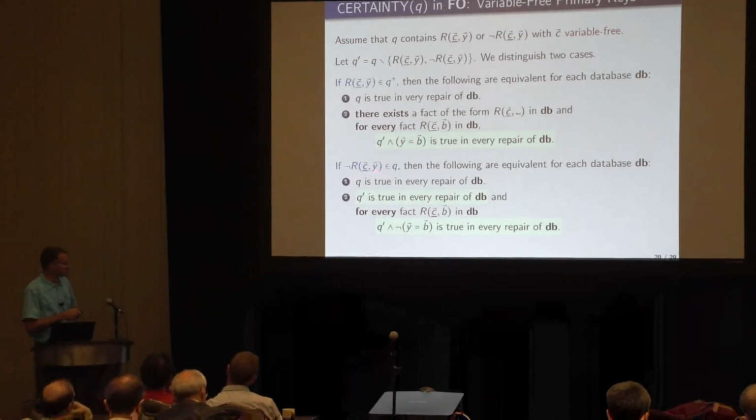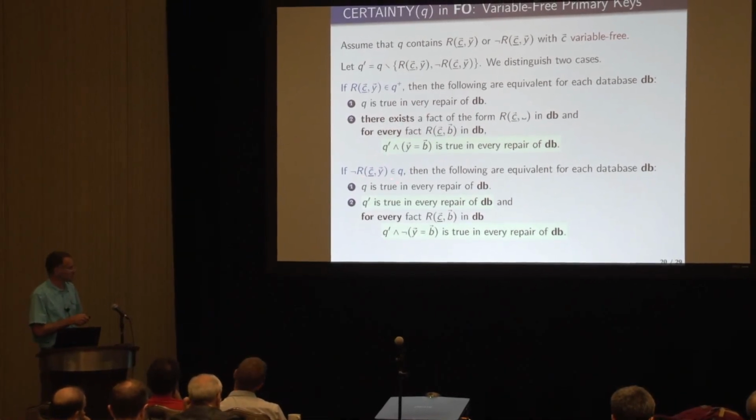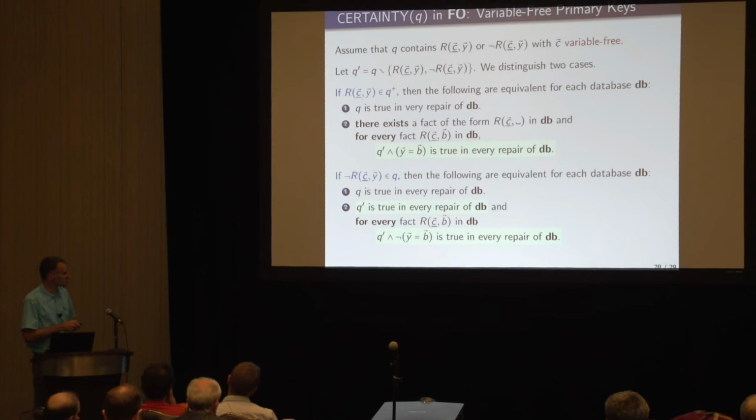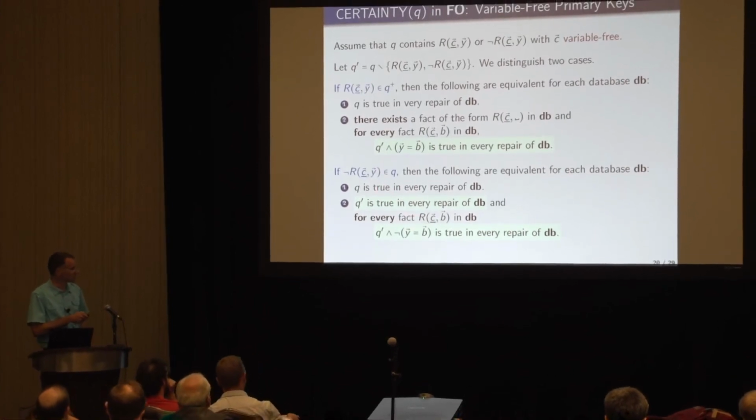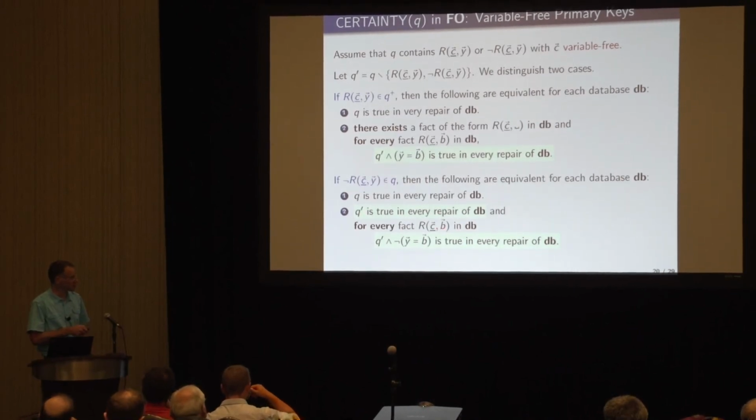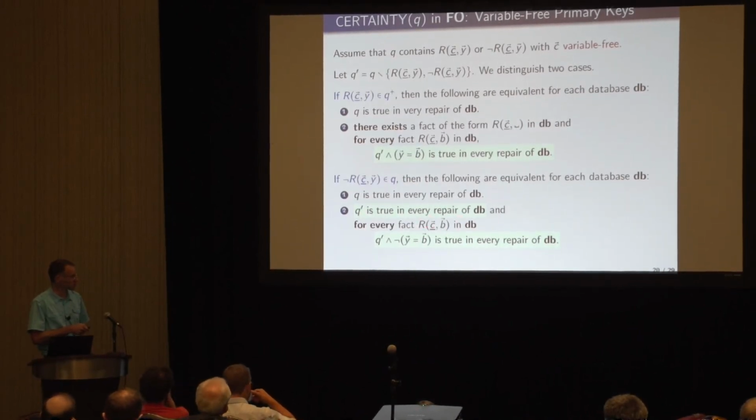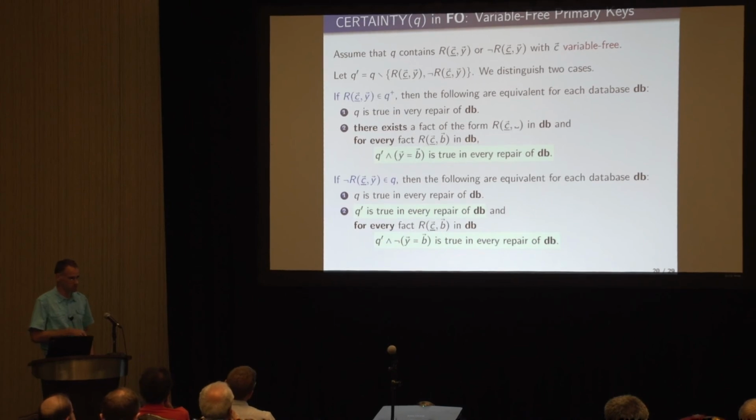And this you can express in first order logic, right? And if you have the negation of an atom, then it's almost the same, except that in this case, you should check whether Q prime is true in every repair, and then whenever you have a fact of this form, you should check that Q prime n, in this case y, should not be equal to b, should be true in every repair, right? So, these are conditions that you can test in first order.